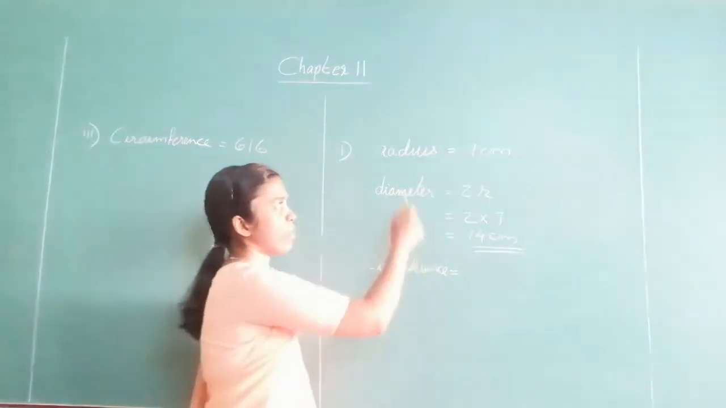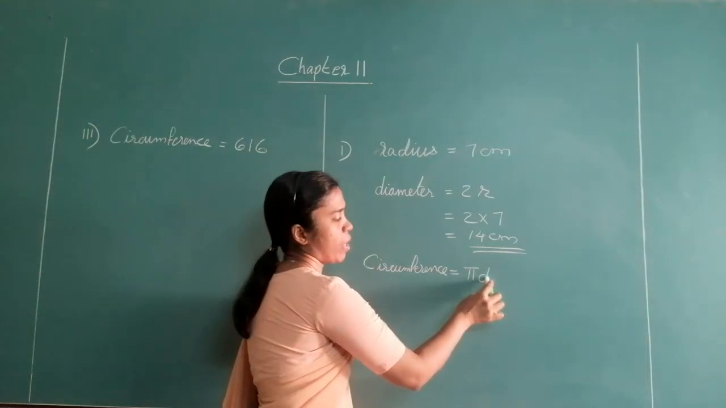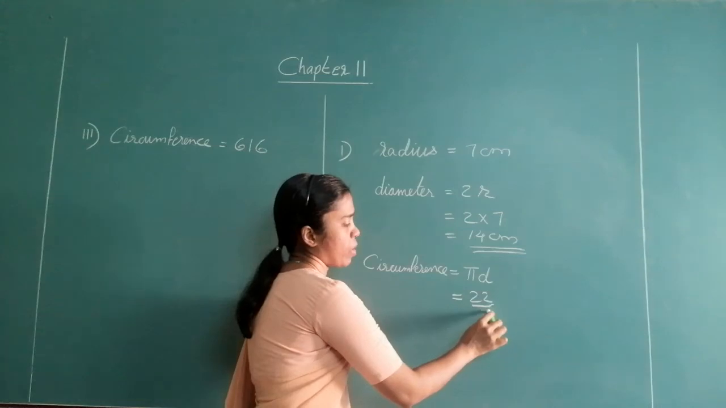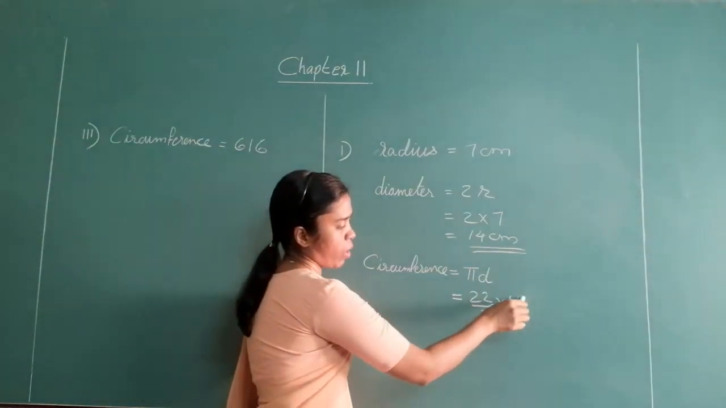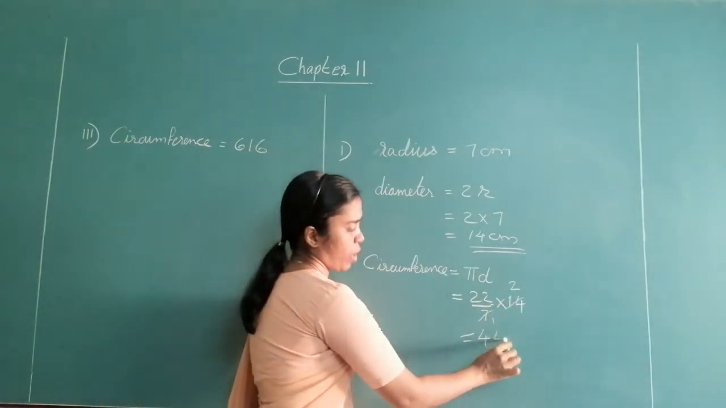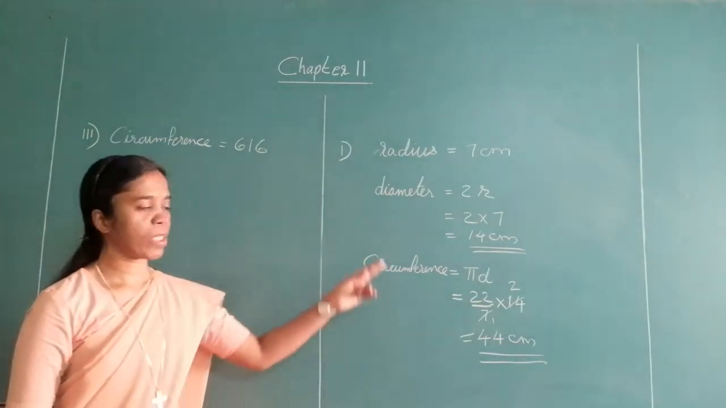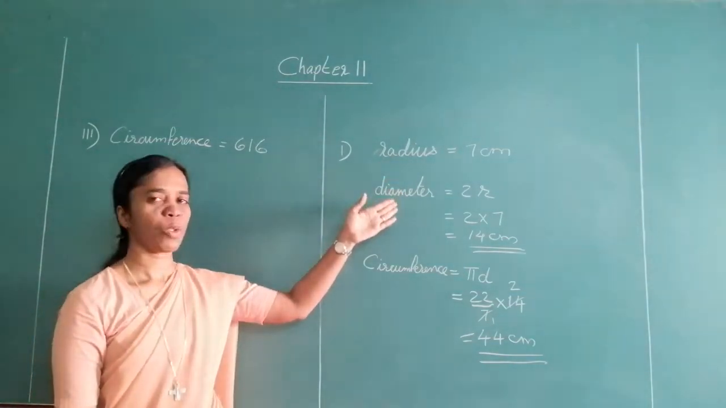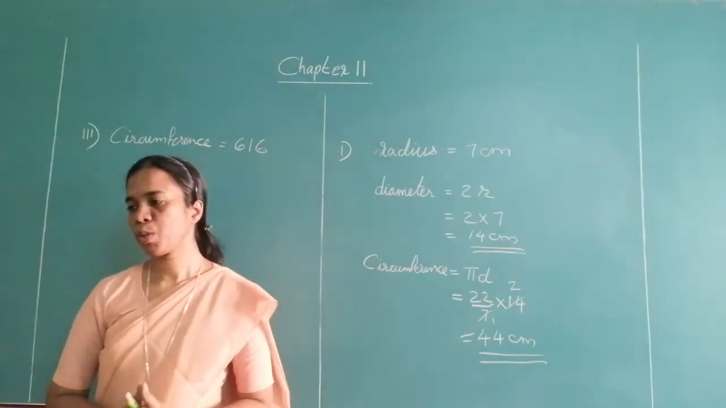Then you have to find the circumference. What is the formula for circumference? Whichever formula you want, you can use it. Suppose I am using pi d. What is the value of pi? 22 upon 7 into diameter 14. 7 into 14, 2 times. You will have 44 centimeter. Now I want you to solve it in this manner, not in the box that is given. You write what is given, then you write what you have to find out, write the formula, substitute and get it. Similarly, you can do the second one.